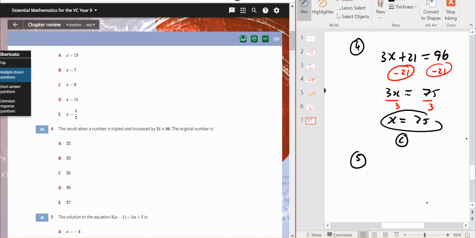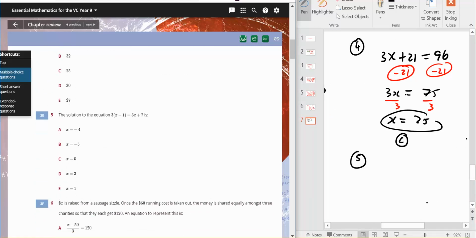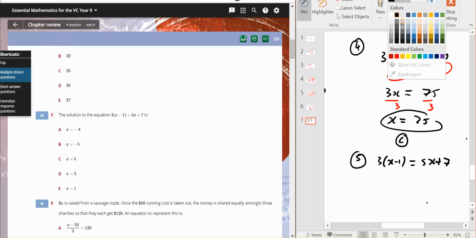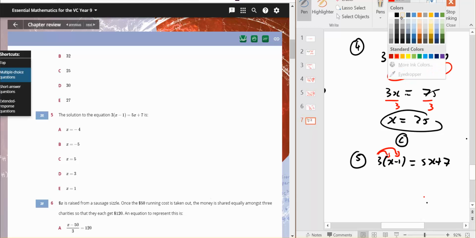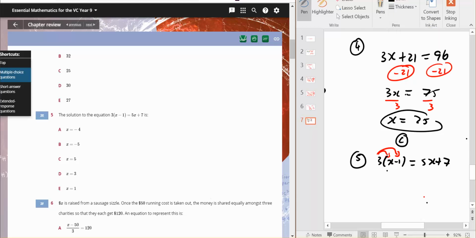Question 5. Okay, the solution to 3 brackets x minus 1 equals 5x plus 7. Your first step is to always expand any brackets, okay? So just be really careful. I'd like to draw arrows, so I highly encourage you to draw the arrows because it reminds you that you're timesing 3 with both terms inside. So 3 times x is 3x, 3 times -1 is -3, equals 5x plus 7.